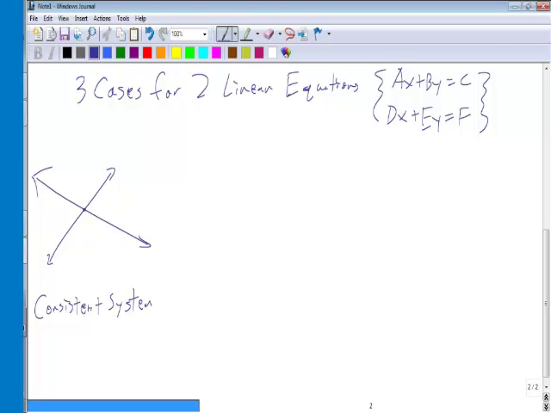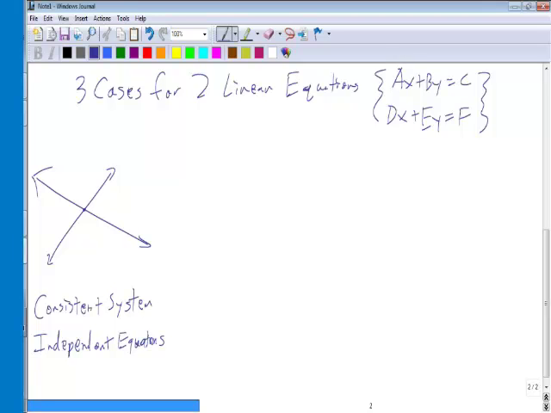So we're going to call this a consistent system with independent equations. Basically, that means if I take away one of the equations, it's going to change the solution set. So we need both of them. They contribute different amounts of information to the system, independent.